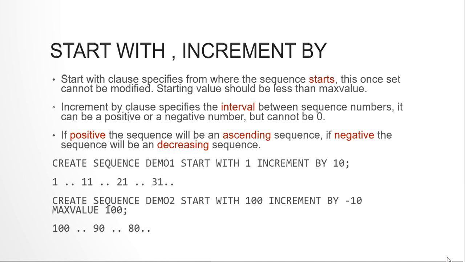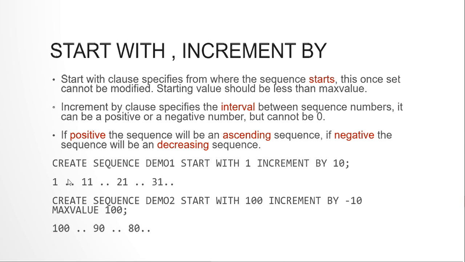Now comes increment by, the next clause. What increment by specifies is the interval between the two generated values. Suppose I want the increment between my two values to be 10. I can start with 1, then have an increment by 10. So it will skip 10 values and then get the next value. So it is 1 plus 10, that is 11. That is increment by, the interval between the values of the sequence. This increment by can be a positive number if you want an ascending sequence, or a negative number if you want a decreasing sequence, but it can never be 0. That's the thing to remember.